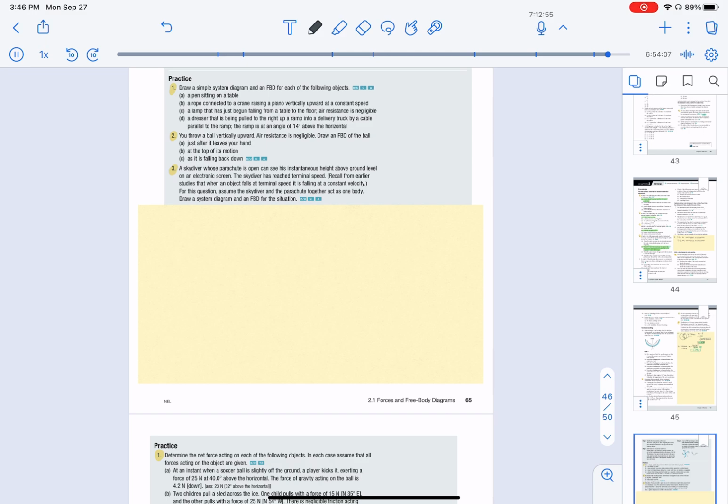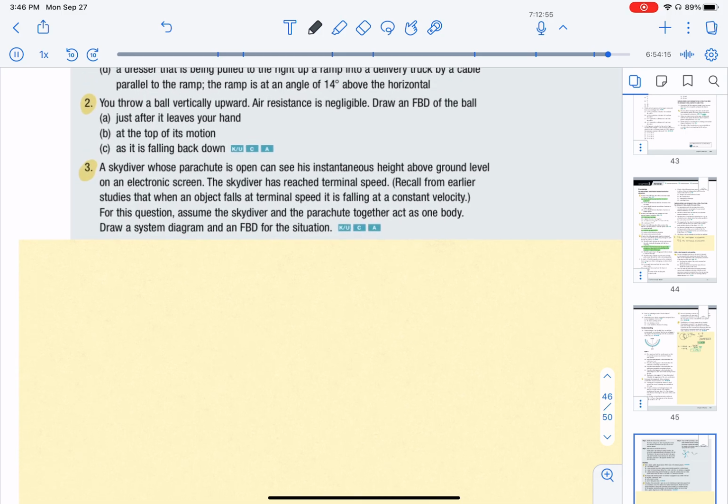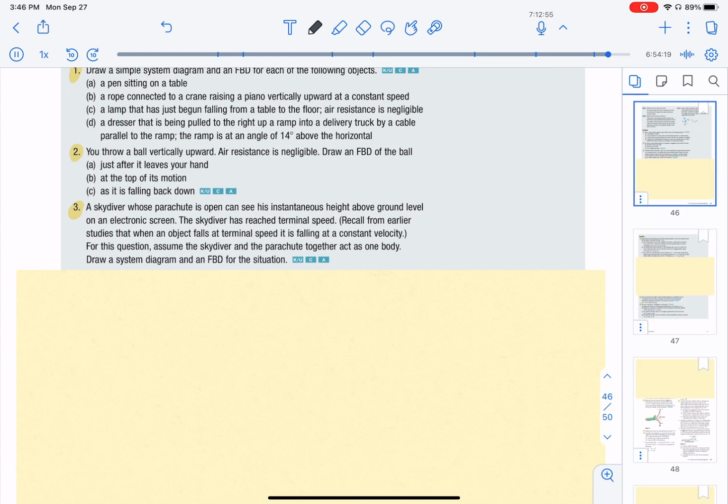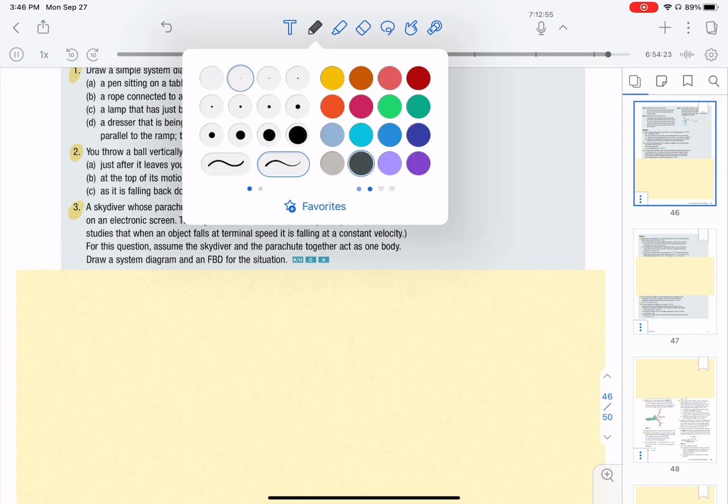Everybody with me? Any questions? We have a lot of unknowns, right? We don't know FT1, we don't know FT2, we don't know FG at the moment. All we know in our table of values, which is a nice simple table, is that the mass is 50 kilograms.